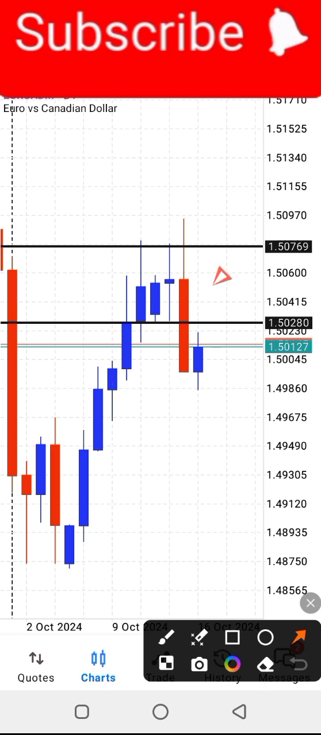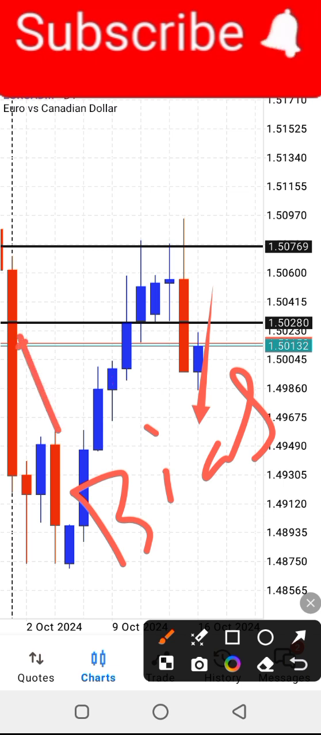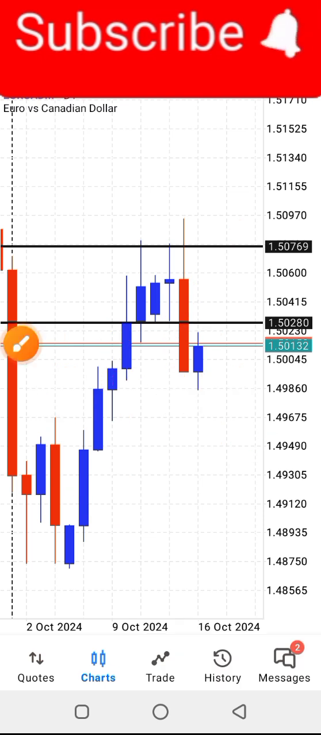So what do you see happening? Price wicked above it, went downwards, broke and closed below it. Okay, so since it broke and closed below it, what do you think is going to happen? Our bias is now bearish. Our bias is bearish. So right now we're going to be looking to do what? To sell the market. You're only looking for sell trades.